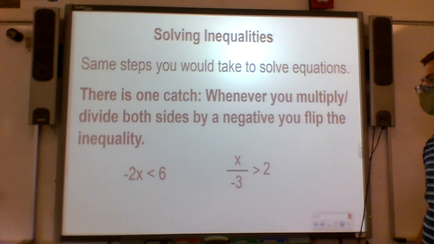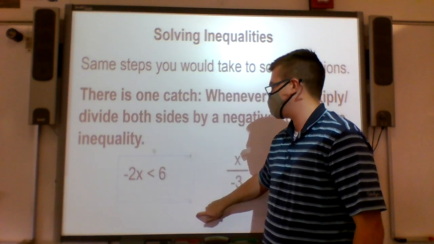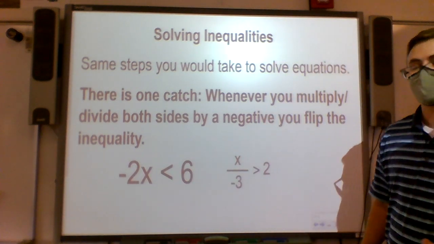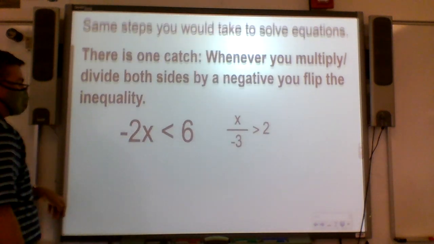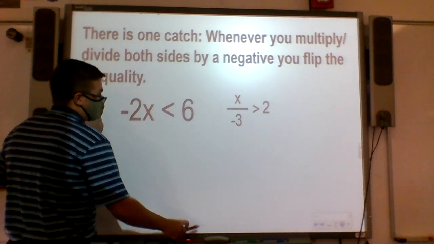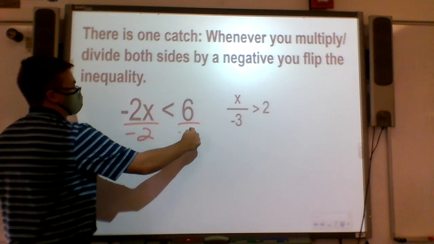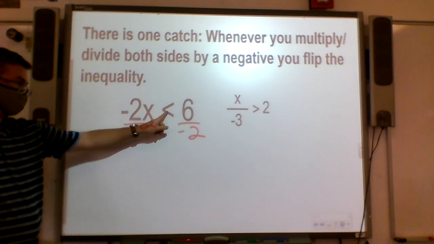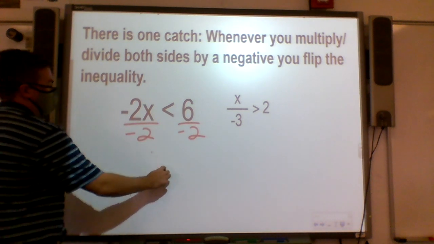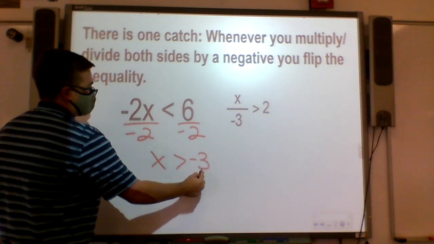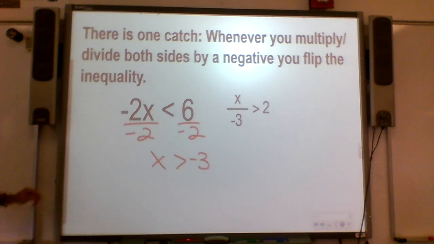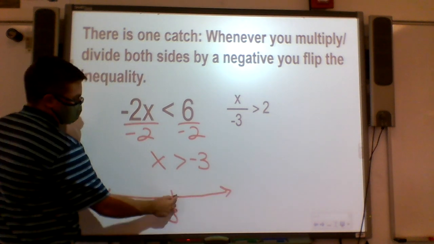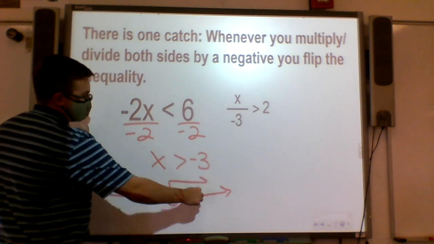For example, I've got negative 2x is less than 6. So same steps I would take normally. Try to get x by itself. I would divide by negative 2. Since I divided both sides by a negative, this less than flips and becomes x is greater than negative 3. So on a number line, we would have negative 3 in the middle, open circle, shaded to the right.